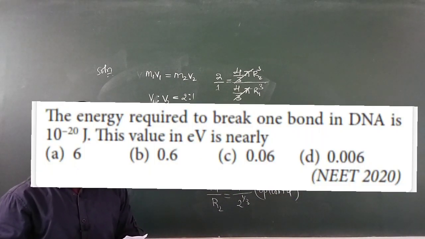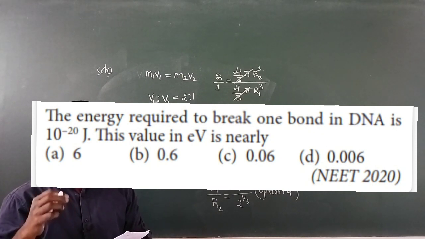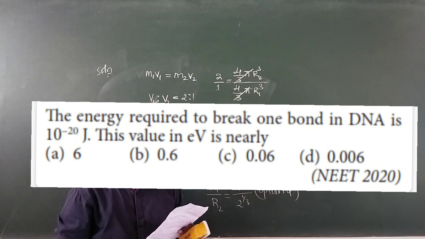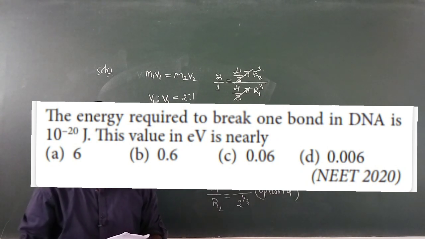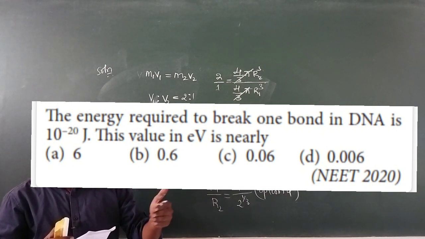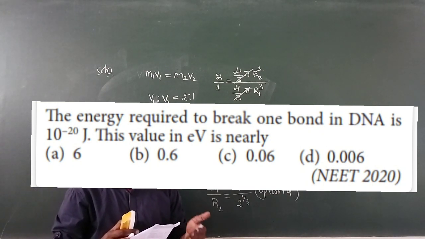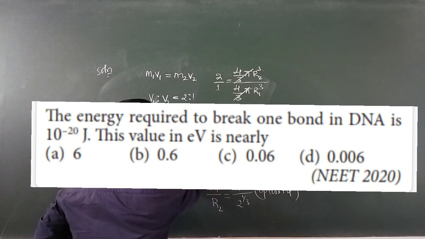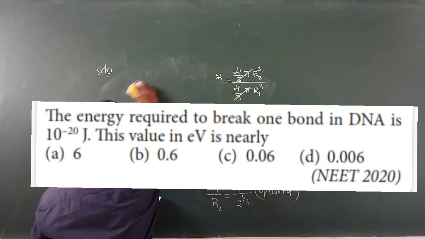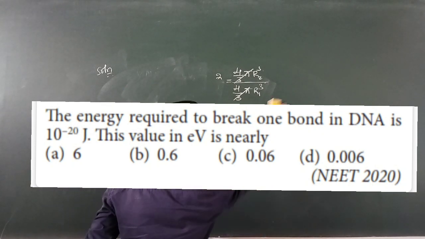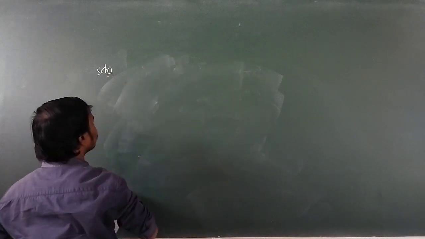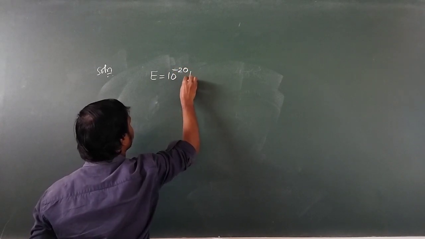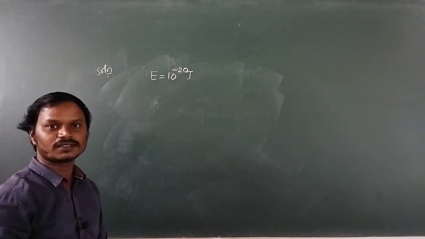So next question. The energy required to break one bond in DNA is 10 to the power of minus 20 joule. This value in electron volt is nearly. So here the energy is given in terms of joule. That energy we have to express in terms of electron volt. So what is the energy given? That is E equal to 10 to the power of minus 20 joule. We have to express this joule in terms of electron volt.